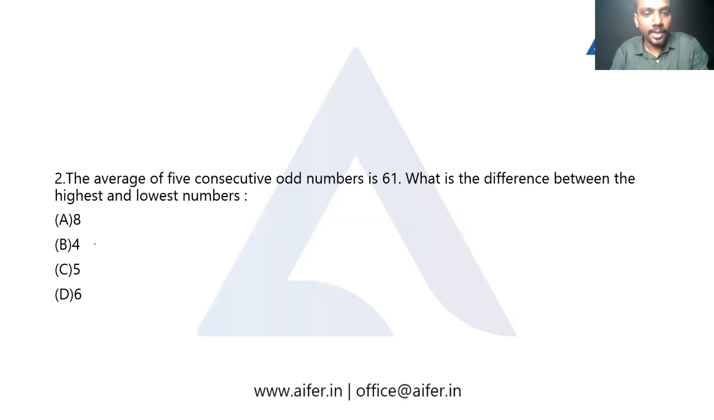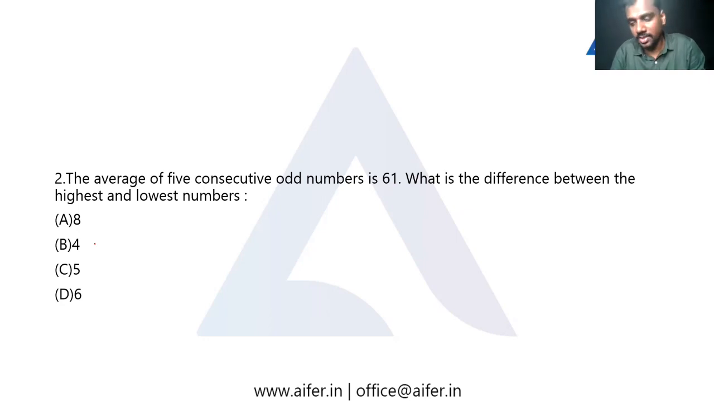Moving to the second question. The average of 5 consecutive odd numbers is 61. What's the difference between the highest and lowest numbers? That's the question. The average of 5 consecutive odd numbers is 61. What's the difference between the highest and lowest numbers?